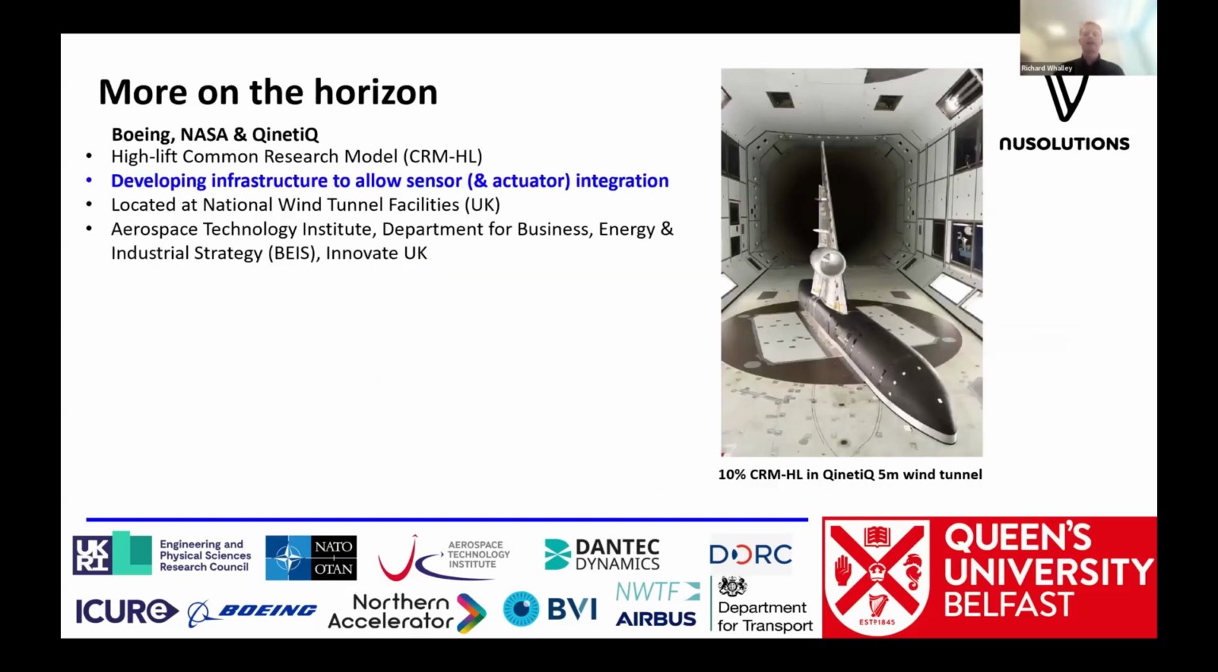So there's more on the horizon, and so over the next year or so, Boeing should be developing a half model like this, which should be coming over to the National Wind Tunnel facilities in the UK. And we're currently working with Boeing to make sure that this type of model has the right infrastructure, so we can place our sensors and also our actuation systems onto a model like this and get this into the National Wind Tunnel facilities. And so we have more of a realistic aerodynamic body to do some testing onto. So we're also exploring some new problems where our sensors could be used.